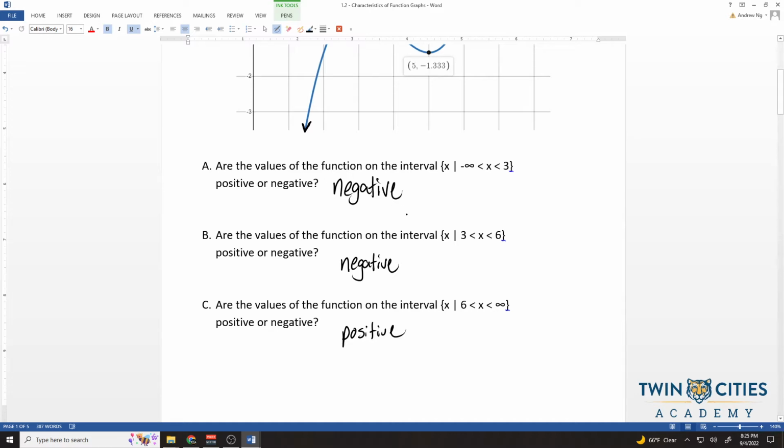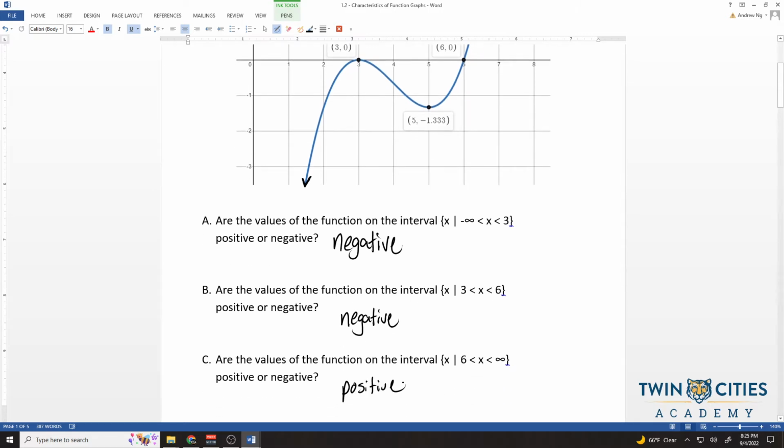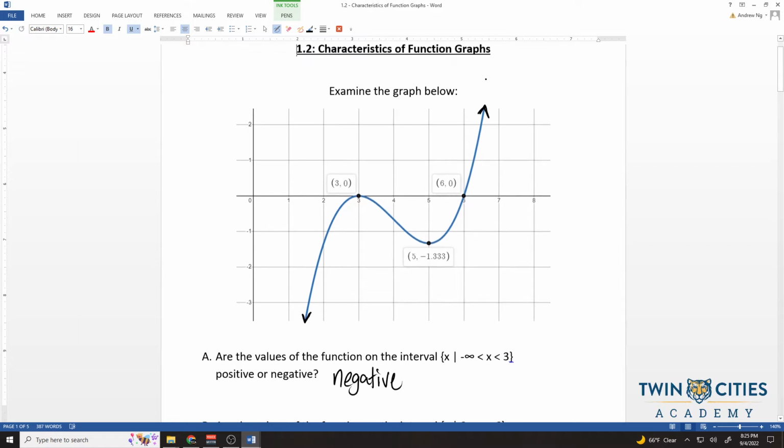So when a question asks you whether something is positive or negative, it's not asking whether it's going up or down necessarily, because here, from left to right, we were going up to 3, but we're negative because we're below the x-axis. So all these values are negative. From 3 to 6, we went down and then we went back up a little bit. All of those were still negative because we're below the x-axis. And then here, from 6 to infinity, positive, not because we're going up, but because all of these values are above the x-axis. They're above y equals 0.